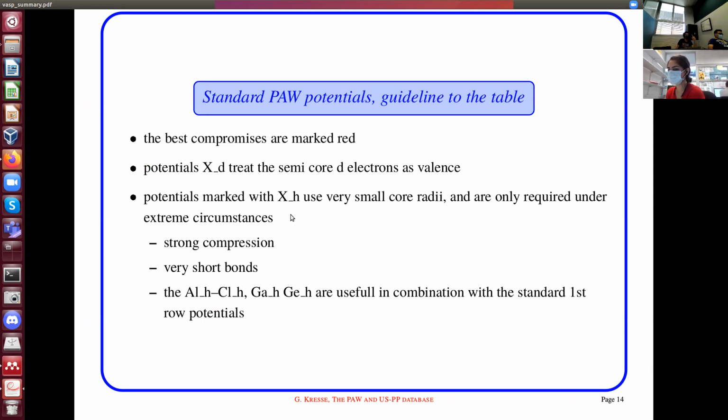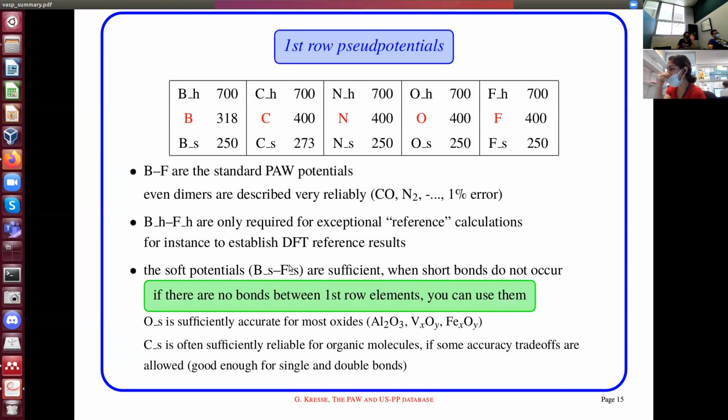And X hard is for very small core radii. This one is just for very, very specific simulations, but don't worry because I never use it. This is just to give you a very big overview. Then depending on the case, you can use this as if there are no bonds between first row elements, but for carbon I always use the standard carbon, never this carbon S.